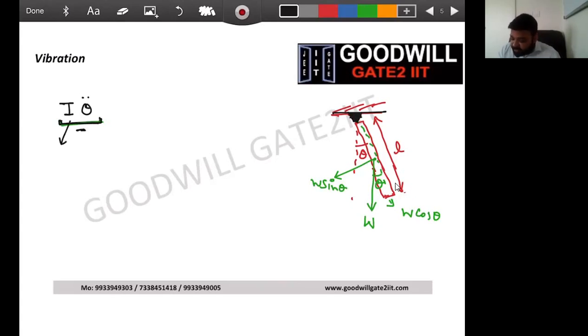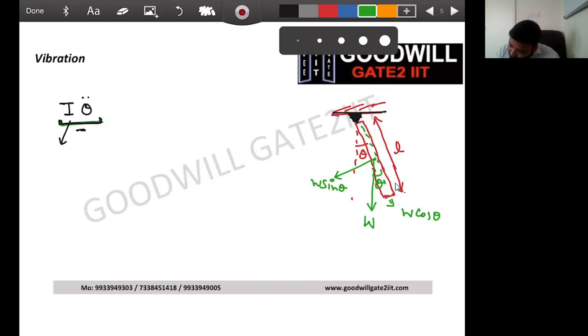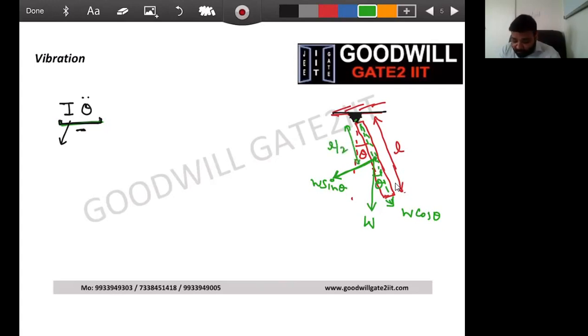The next term is, if you see this W cos theta term, this will not create any moment as it is passing through this hinge point. So this will not come into the picture. But if you see this W sin theta, and because this is acting at the CG, the distance will be L by 2. So it will create a moment W sin theta into L by 2. I told you, right?